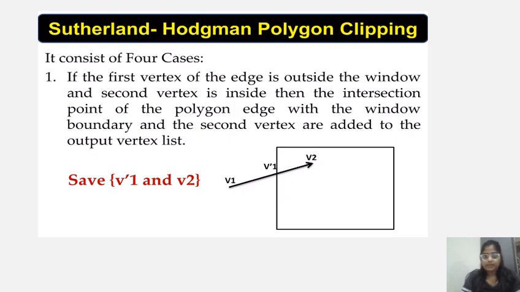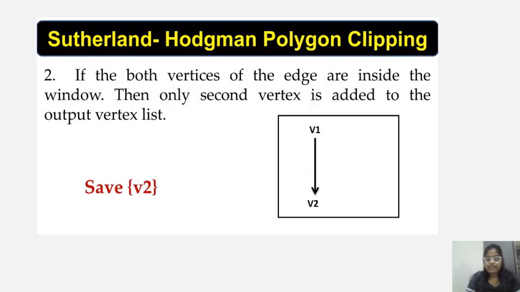Next, in this case, if both the vertices of the edge are inside the window, then only the second vertex is added to the output vertex list. And here there is no intersection point called V1 dash. So the only point which is considered is V2. So the output point, which is the save point, is only V2.